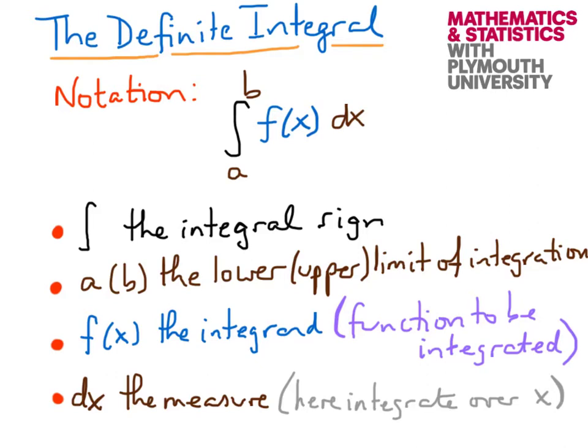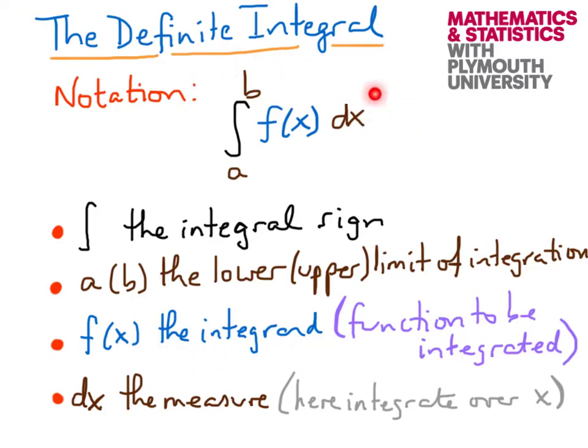If we have a definite integral like this one, we have a value at the bottom and a value at the top. And the value at the bottom is called the lower limit of integration. The value at the top, in this case b, is called the upper limit of integration. After this, we write a function, and this is the function that we are going to integrate over. And this is called the integrand.